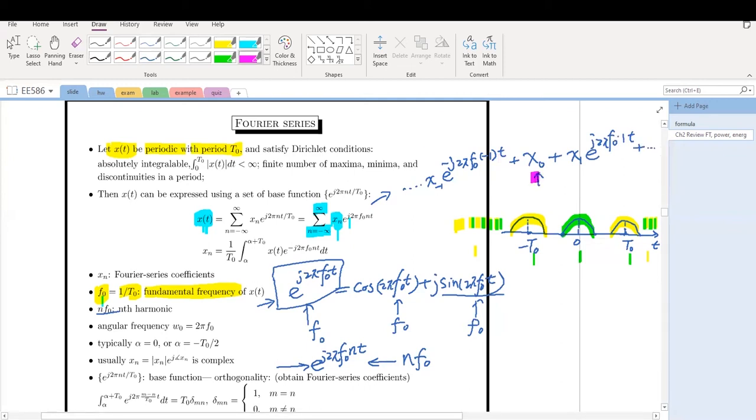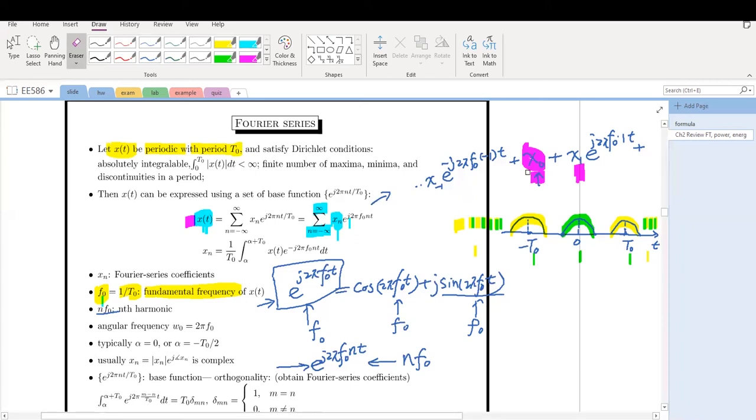This is the DC component. This is the scale strength of the DC component in this signal. This is the fundamental frequency. This is the strength. This term is also the fundamental frequency. That's the strength. And then you go on.